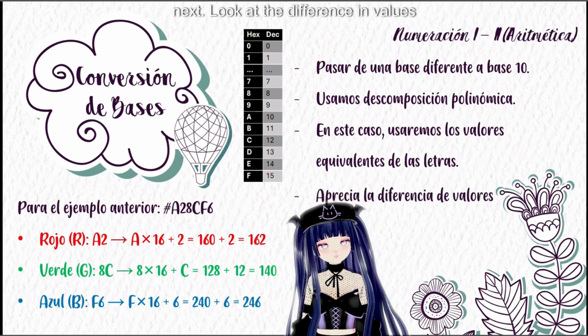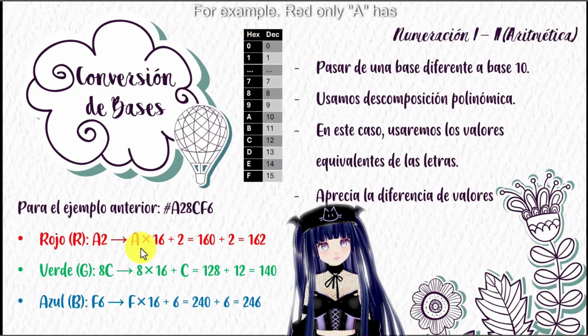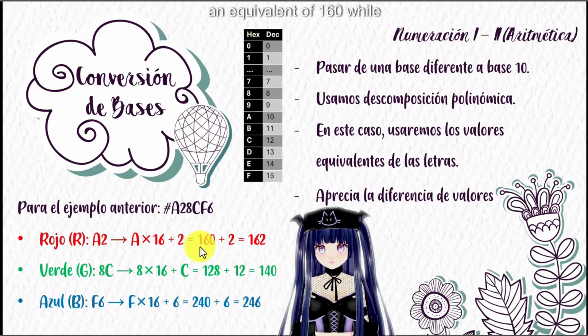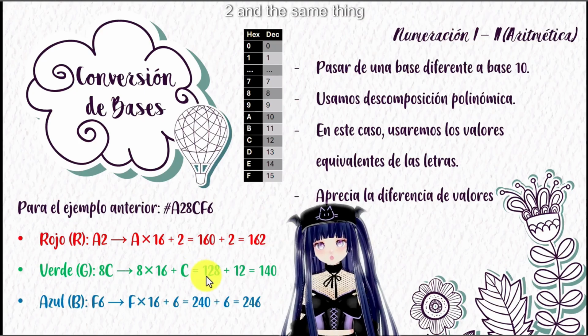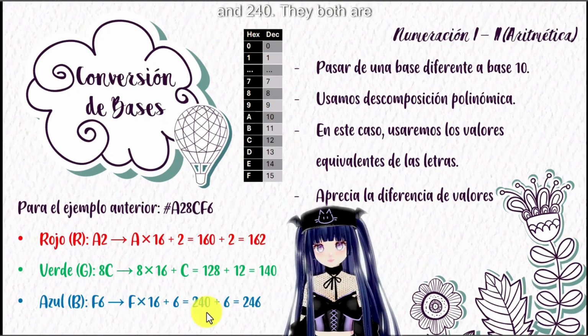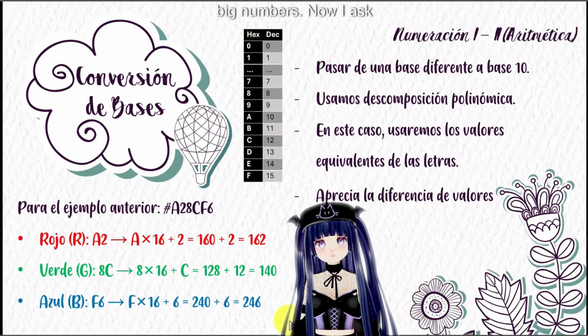Look at the difference in values between each digit. For example, red, only A has an equivalent of 160, while the second digit is just 2. And the same thing happens for the rest. 128 and 240. They both are big numbers.